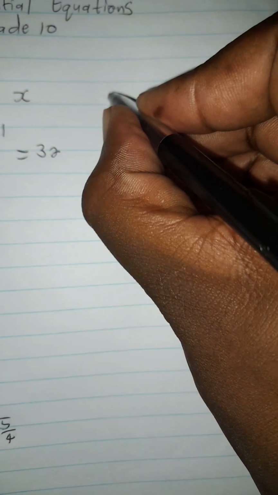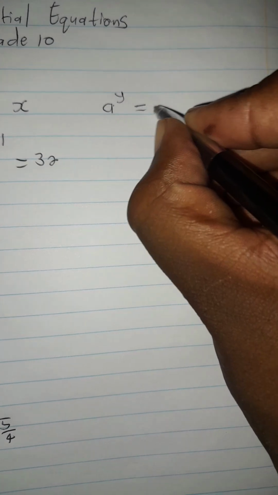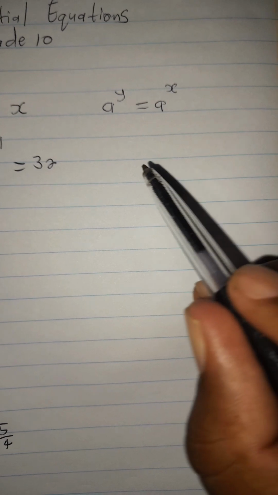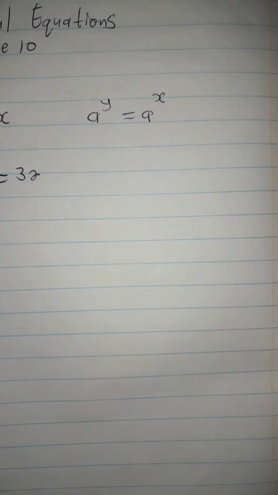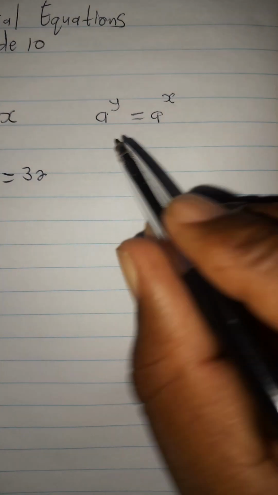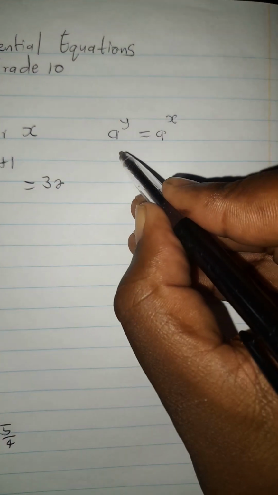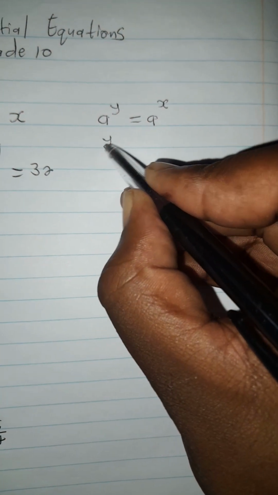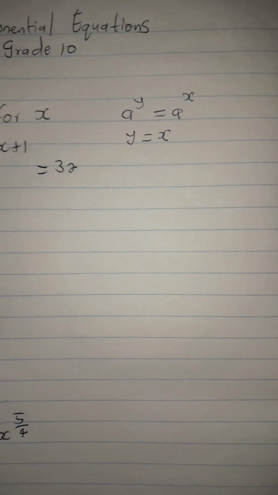There's a golden principle that we need to understand. A to the power of y is equal to a to the power of x. This golden principle will help us to solve many of our exponential equations in grade 10. Before you solve any exponential equation, ensure that your bases are the same from the left-hand side to the right-hand side. So when the bases are the same, what do we do? We drop the exponent, meaning that y is equal to x. So this golden principle will help you.